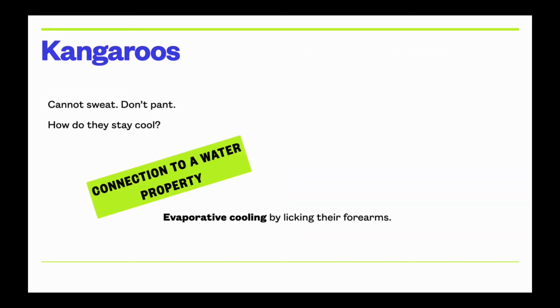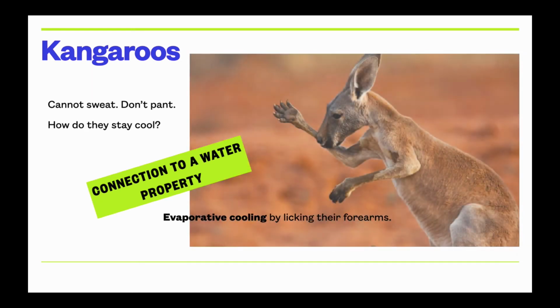Okay. Kangaroos stay cool by evaporative cooling, but they put the moisture on their bodies by licking their forearms. So kangaroos lick their forearms, and then the moisture evaporates from that part of their body and pulls extra body heat out of their bodies to keep them cool. It's a weird adaptation, and I don't know any other animal that does this. So that's our connection to a property of water. Evaporative cooling, like you might expect, but not through panting or sweating.